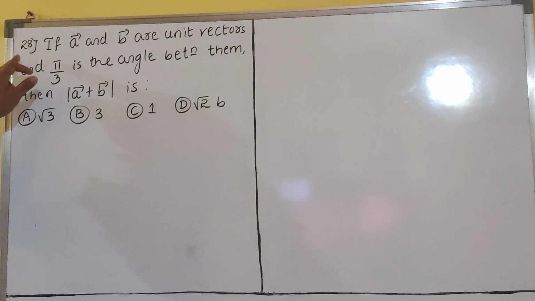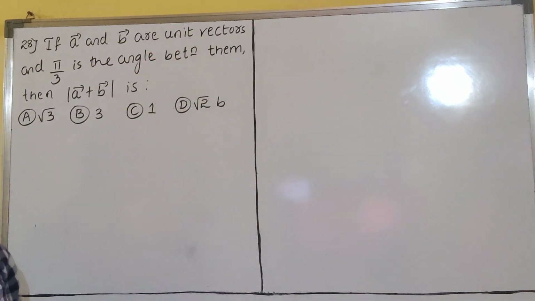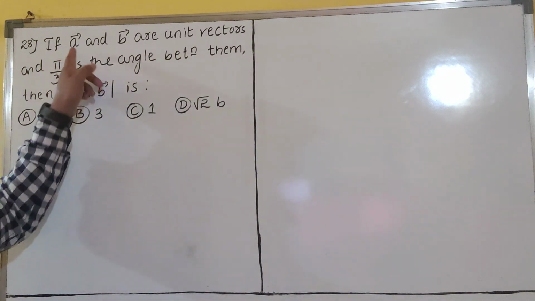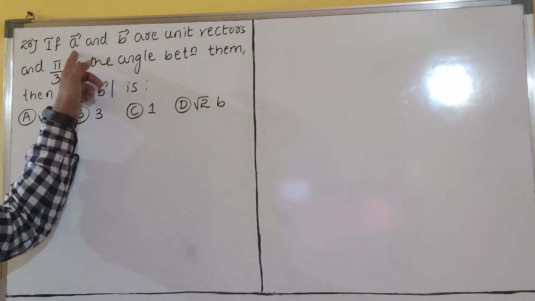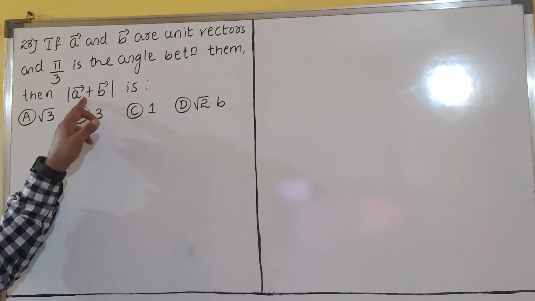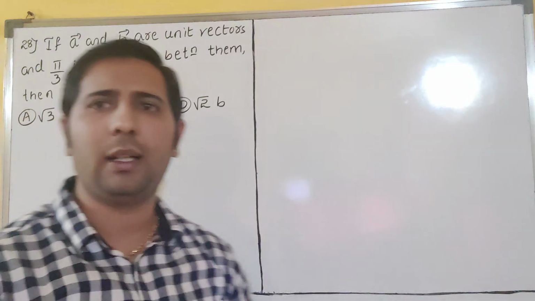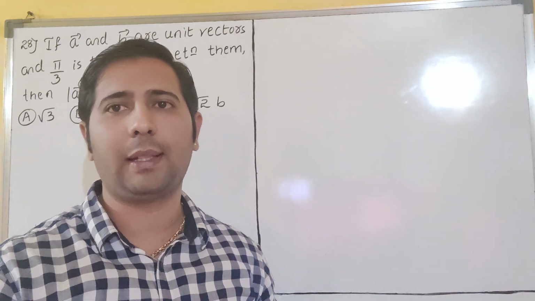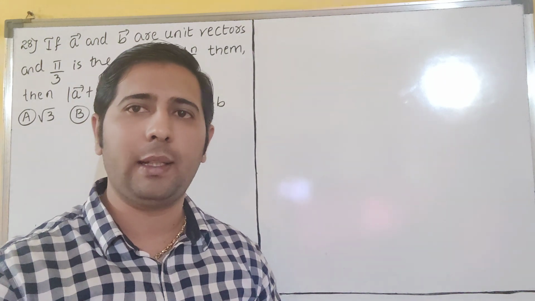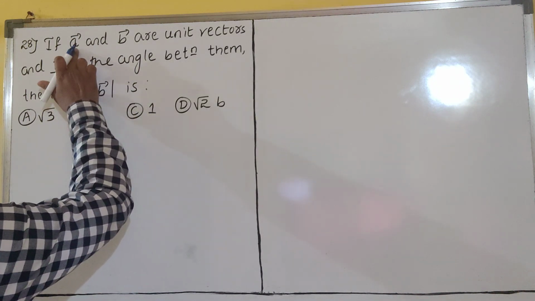That is question number 28. If vector A and vector B are unit vectors and pi by 3 is the angle between them, angle between vector A and vector B, then what is the magnitude of vector A plus vector B? How much is the answer? Magnitude of vector A plus vector B, dear students. So clear? So what they had asked, what they had given, you see here.